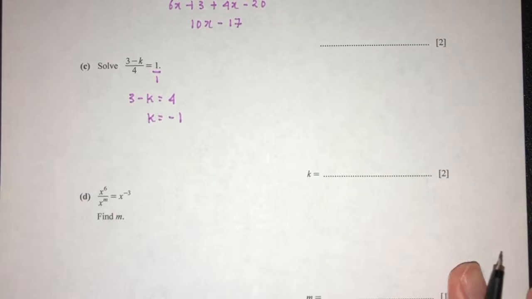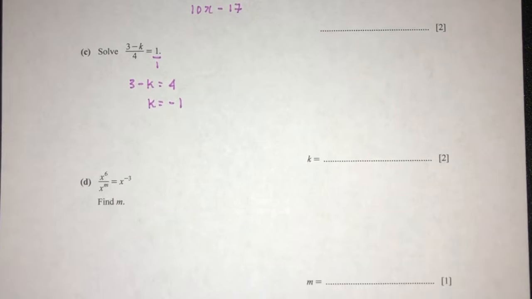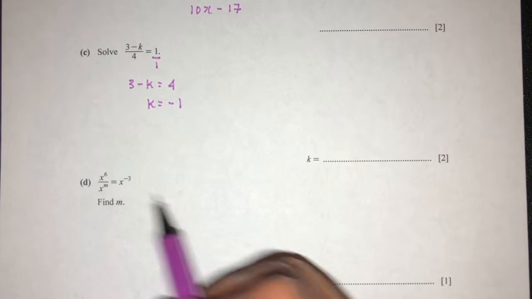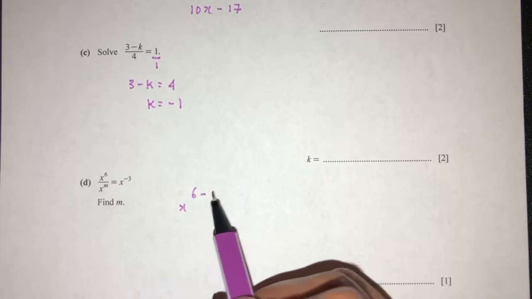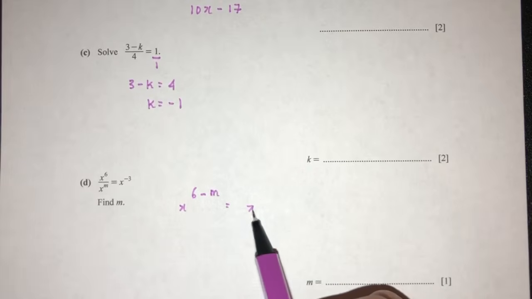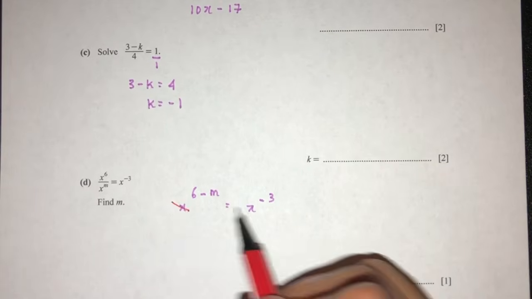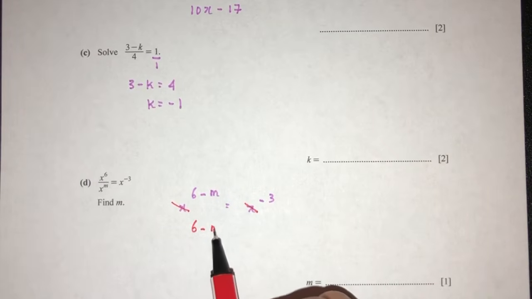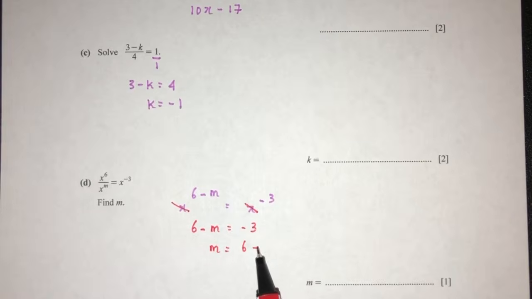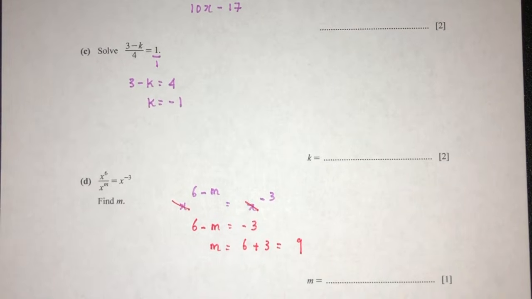Okay. Now with this one, we have to find the value of m. Pretty easy. By the laws of indices, we can bring this one up. That will become x to the power 6 minus m. That will become x to the power minus 3. Now because the bases are the same, we can cancel the base out. That will become 6 minus m equals minus 3. So m will be the value of 6 plus 3. That will be 9. And that will be question number 3, part D.